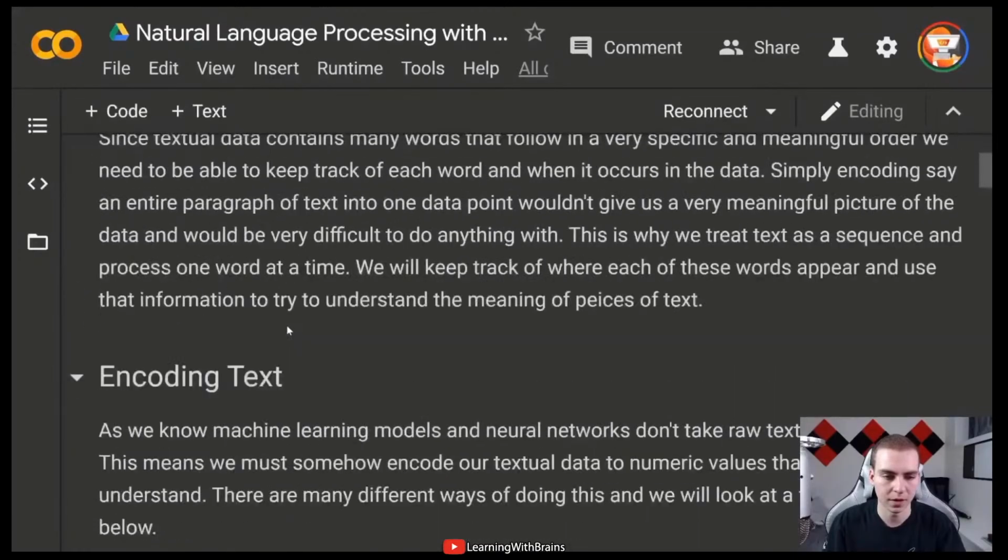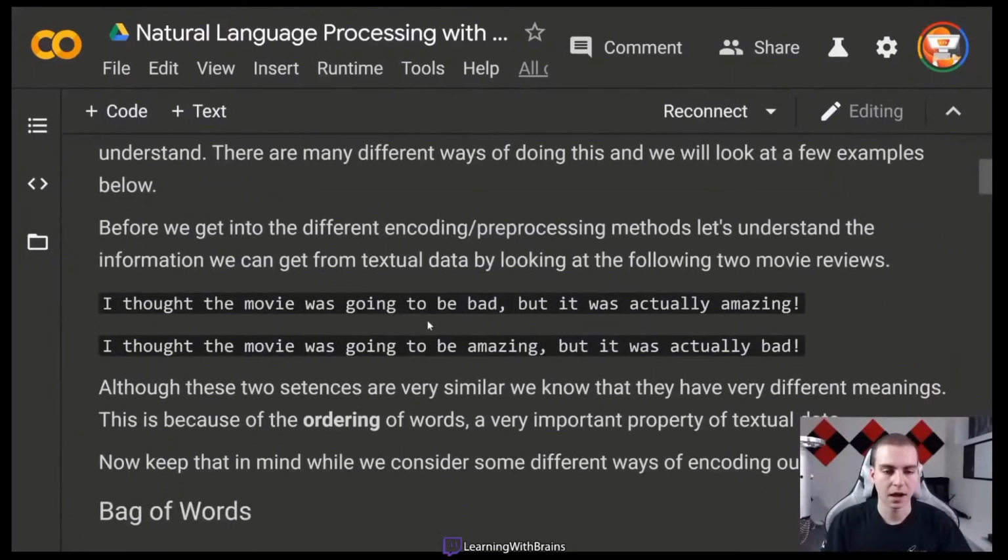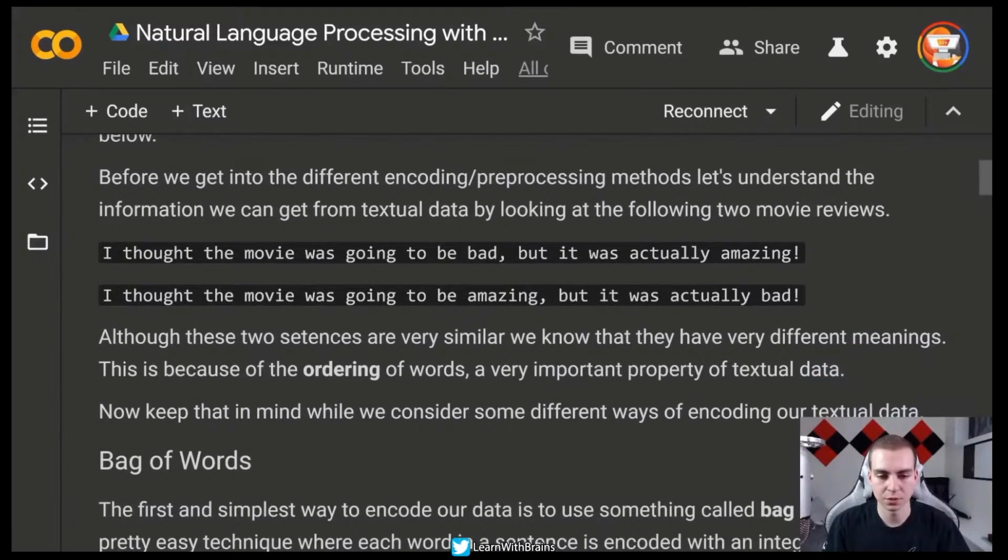For our bag of words technique, let's consider the two sentences. "I thought the movie was going to be bad, but it was actually amazing," and "I thought the movie was going to be amazing, but it was actually bad." I know you already know what I'm going to get at, but essentially these sentences use the exact same words, in fact the exact same number of words, and they have a very different meaning.